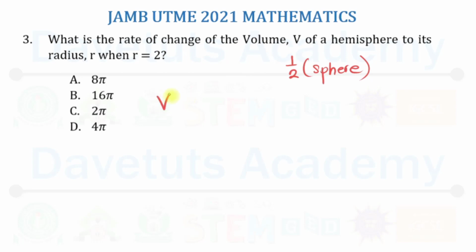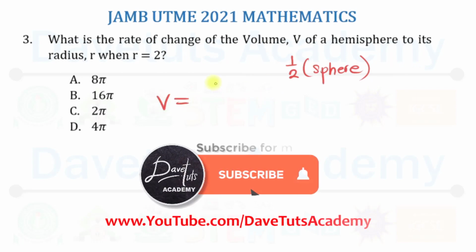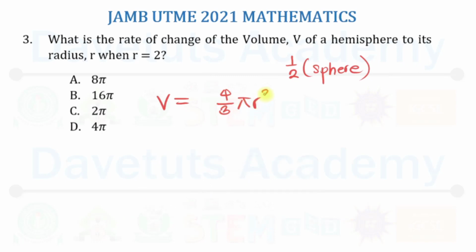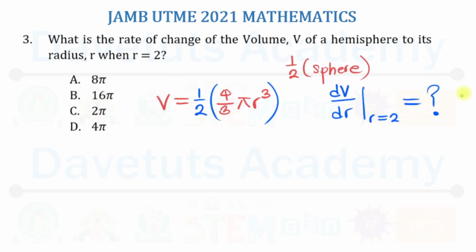So that particular volume, in this case, will be the volume of a sphere, which is 4 over 3 pi r cubed. But since we are talking about a hemisphere, that will be half of that volume, because a hemisphere is half of a sphere. All right. So this question is asking us to find the rate of change of the volume with respect to the radius when the radius is equal to 2. This is what we are asked to find.